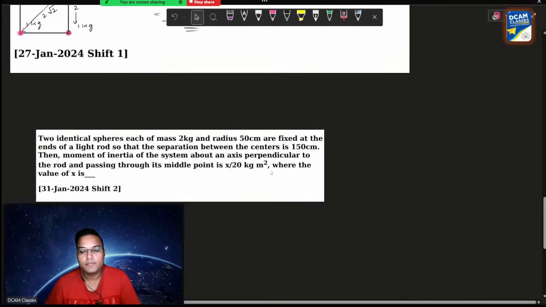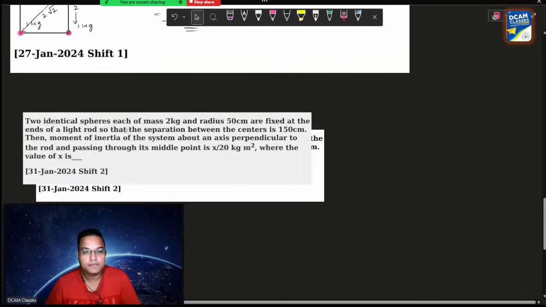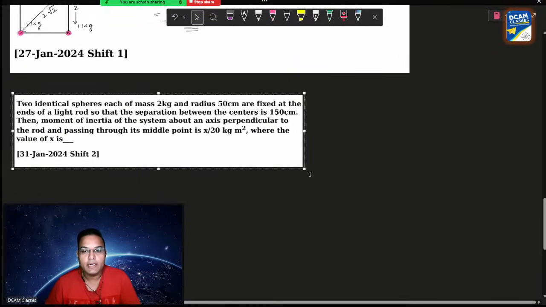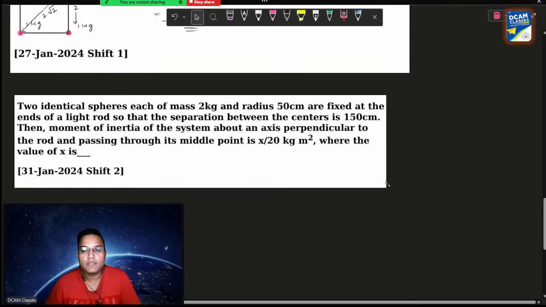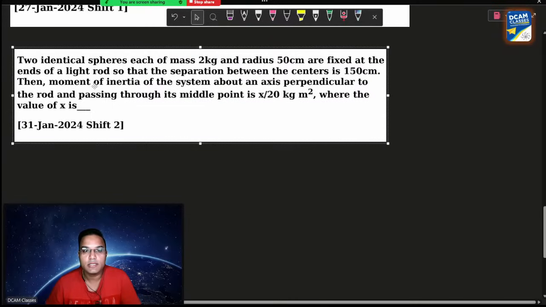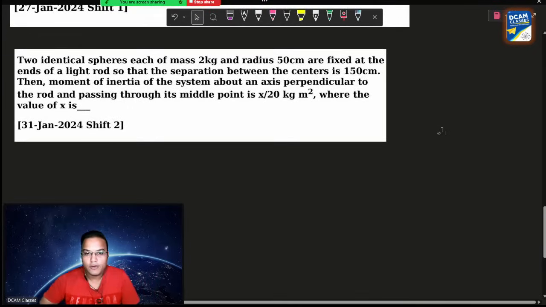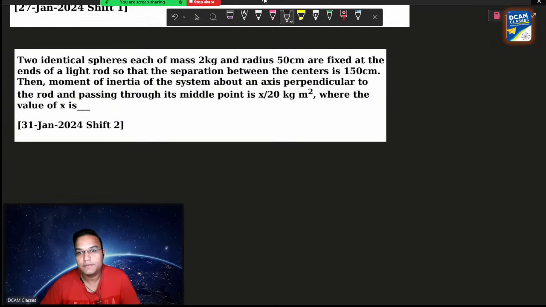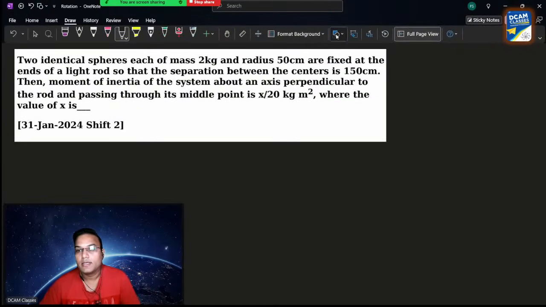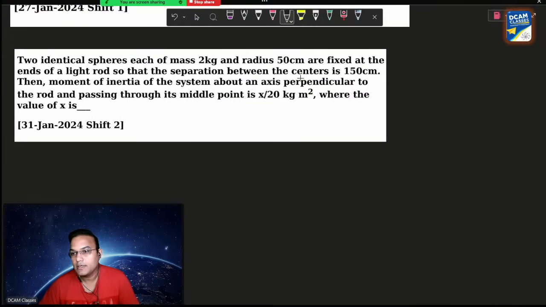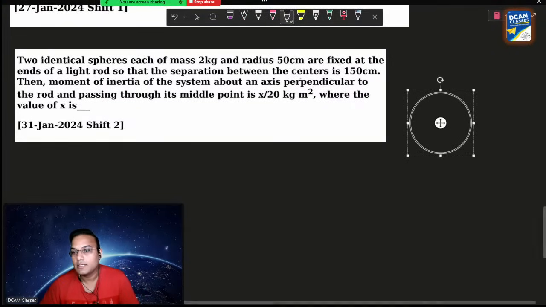See this question. Two identical spheres, each of mass 2 kg and radius r, are fixed at the ends of a light rod, so the separation between the centers is this. Find the moment of inertia of the system about an axis perpendicular to the rod passing through its middle point. The one piece of information you need here is the moment of inertia of a sphere.